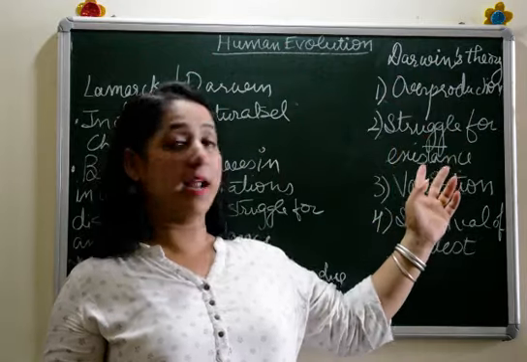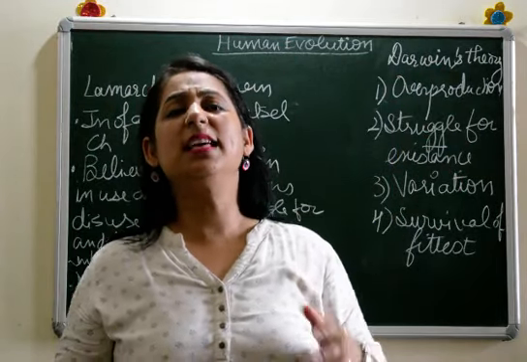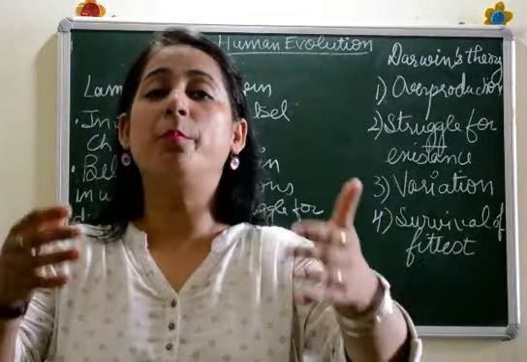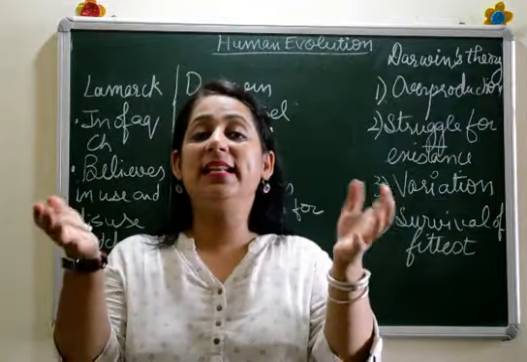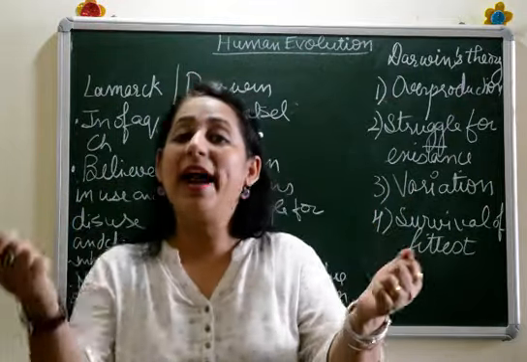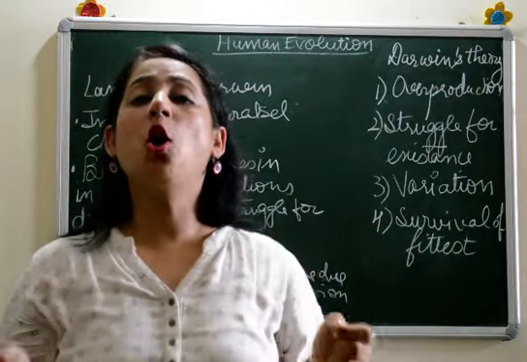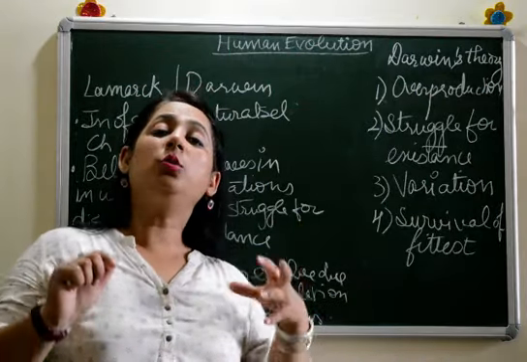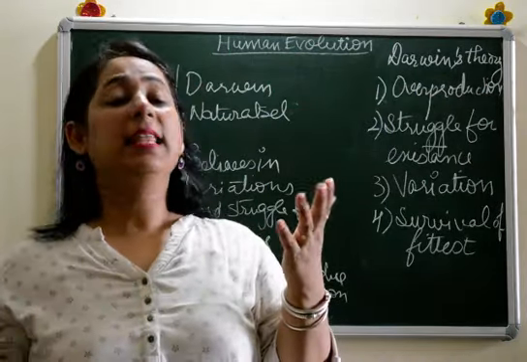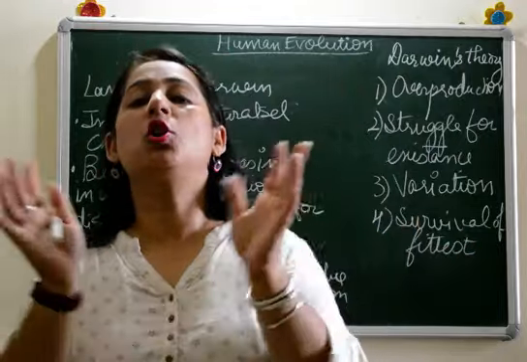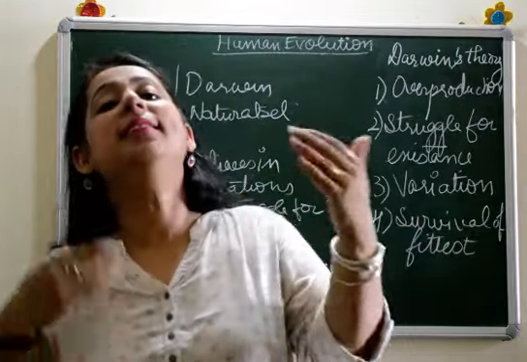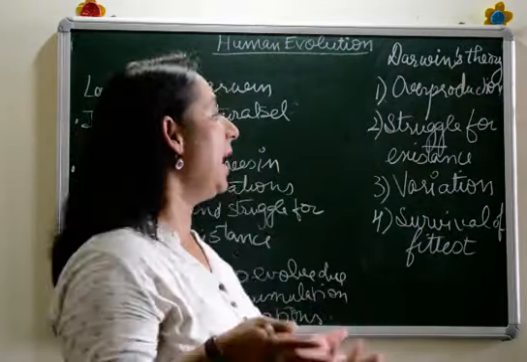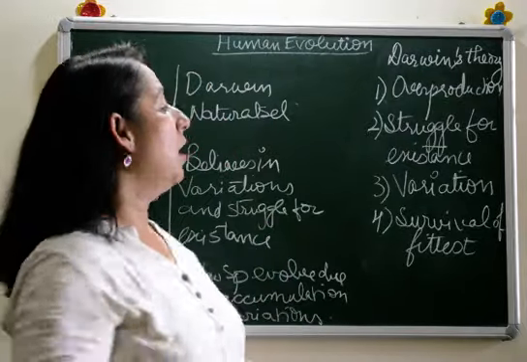Then there is struggle for existence. Struggle for existence means there was a lot of competition. There were millions and trillions of forms, but they stayed in a particular habitat. They had to fight for their existence and compete with the others for survival. The ones who succeeded in that competition were able to survive and live, and the others died. There was a lot of struggle for existence.